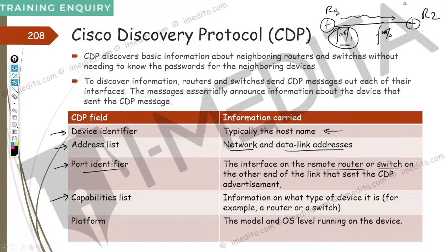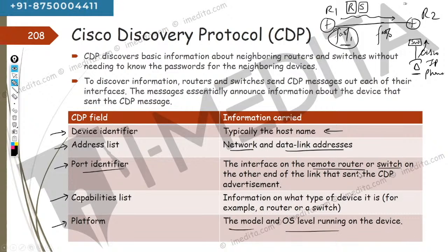Apart from that, it also advertises the capabilities of the device, whether there's a routing capability or a switching capability. These device capabilities are carried to the other side. In fact, a Cisco IP phone also exchanges these CDP messages with a switch, and it informs the capabilities, like I'm a phone. Then there is platform. Platform tells the model and the operating system level running on that device.